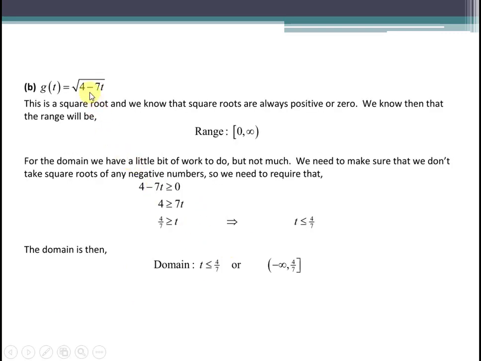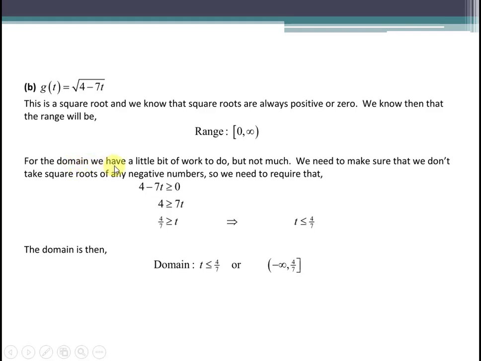Okay, B1, g of t is equal to square root of 4 minus 7t. This is a square root, and we know that square roots are always positive or 0. It is greater than or equal to 0. We know then that the range will be from 0 till plus infinity. So g of t takes values from 0 till plus infinity.